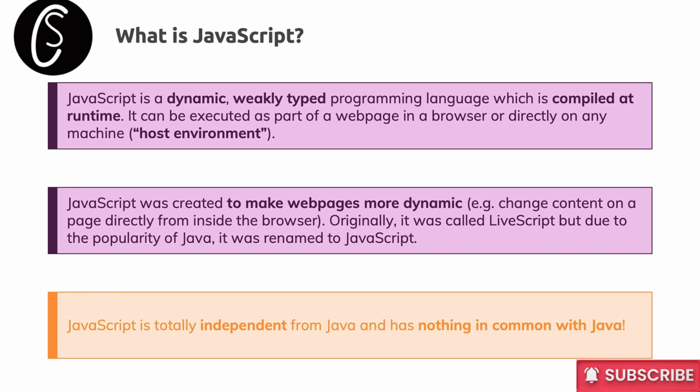Are these definitions really clear? Do you now know what JavaScript is? Does dynamic, weakly typed, compiled at runtime make web pages more dynamic? Does this tell you something? Well, let's take a step back maybe.